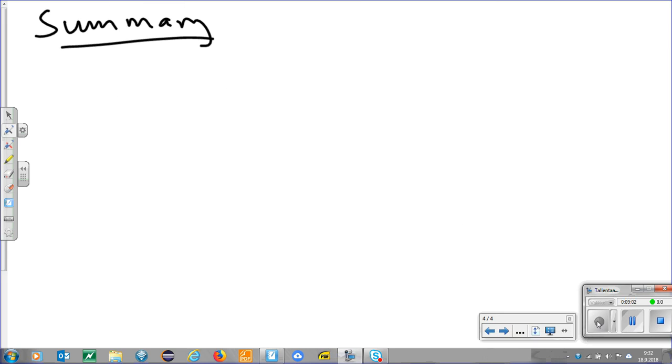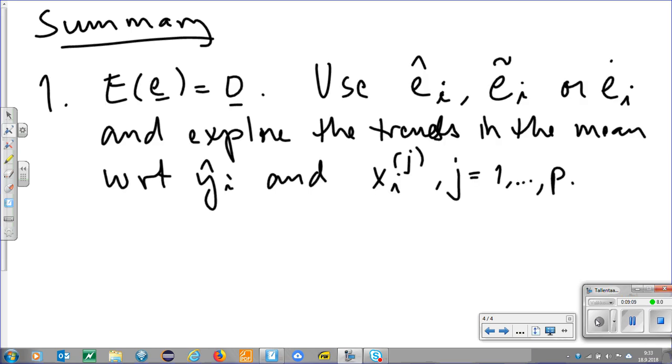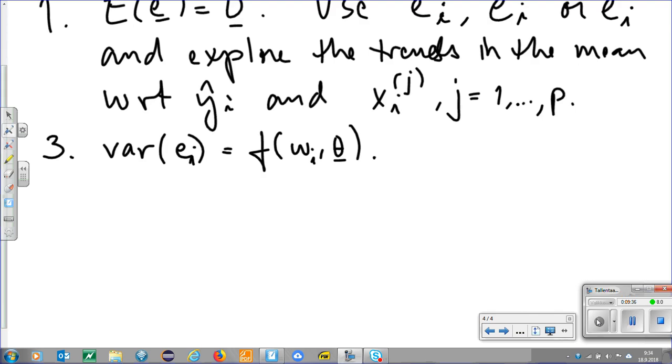So let us now summarize how you should check the model assumptions of the GLS model. Again, the most important assumption is that about the mean, and the procedure for that is the same as before, but you can use either the raw residuals, Pearson residuals, or normalized residuals. It doesn't make a difference, and you explore the trends in the mean with respect to fitted value and all predictors. So quite the same as before, and you can use either of the residuals.